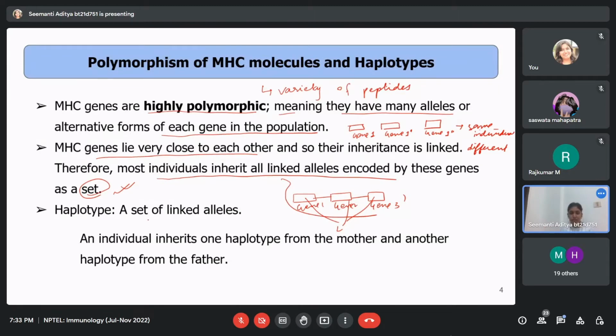Now this set of linked alleles is known as a haplotype. If a mother has one set of genes, say gene 1, gene 2, gene 3, and gene 4, gene 5, gene 6 belongs to your father, similarly there are two strands from your mother's genes and two strands from your father's genes. So only one haplotype from your mother and one haplotype from your father will be inherited during reproduction.